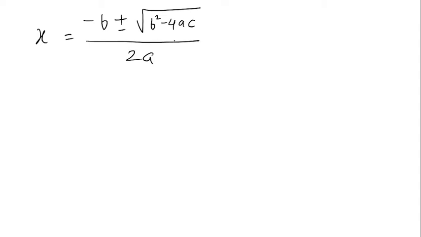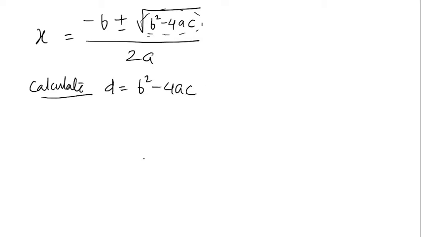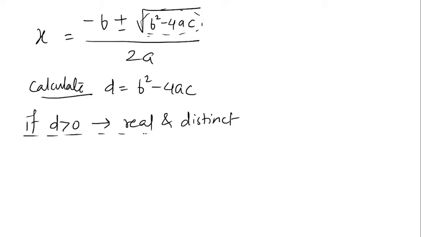Now the types which I was talking about depend on the value of b square minus 4ac, without the square root obviously. So I would first calculate d, which stands for delta. Calculate d equal to b square minus 4ac. Based on this value of d, I have different types of roots. If d is greater than 0, if the value of d is positive, roots are real and distinct. What will be the formula for that? Let me take this one by one here itself.